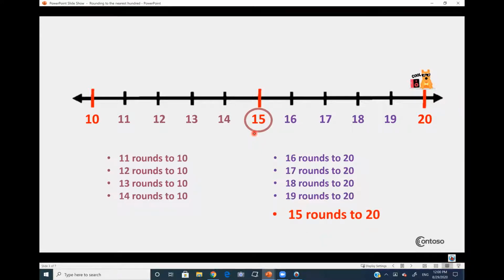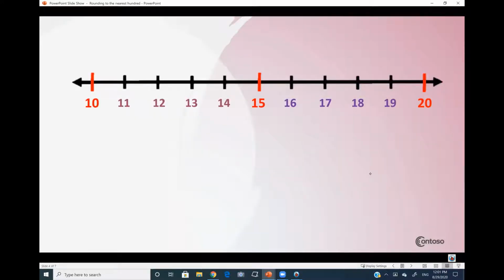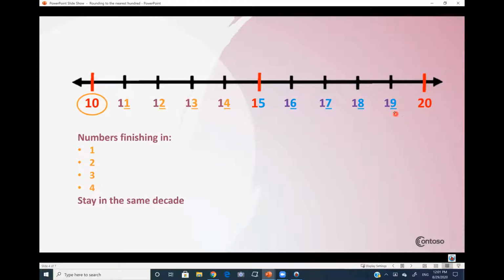Now let's apply this to a problem. Before that, let's just find the rule to round to the closest 10. When the numbers finish in 1, 2, 3, or 4, then they're going to stay in the same decade. That means they're going to round down to the 10s because that's the decade we are in. We're in the 10s, not in the 20s. But what happens when the number finishes in 5, 6, 7, 8, or 9? Then the rule says that when we finish in these numbers, we're going to move to the next decade. In this case, it's going to be the number 20.